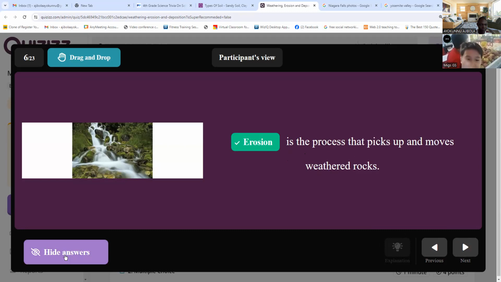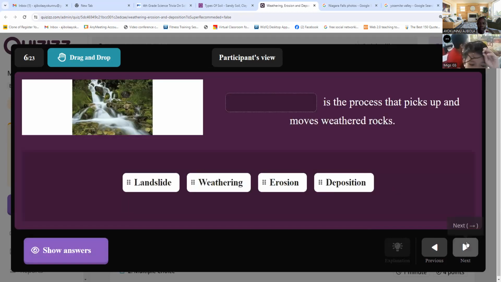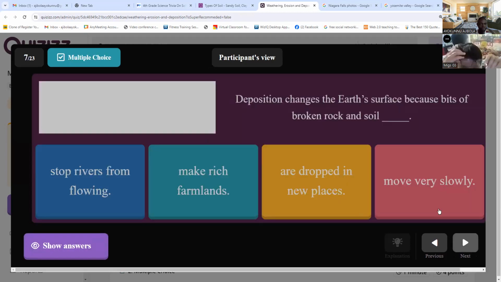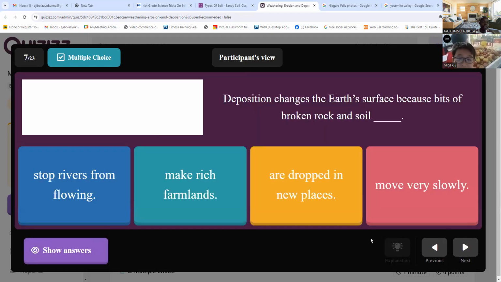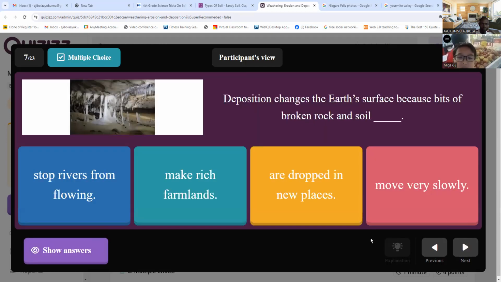Okay, we've got to look at another question. Deposition changes the Earth's surface because bits of broken rock and soil blank. Stop rivers from flowing, make rich farmland, are dropped in new places, or move very slowly.